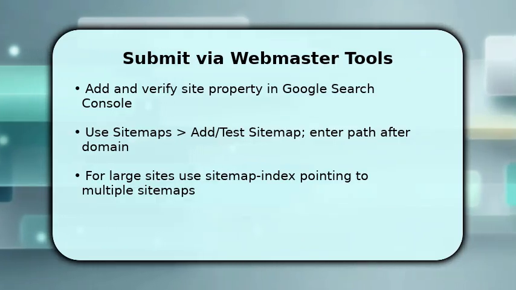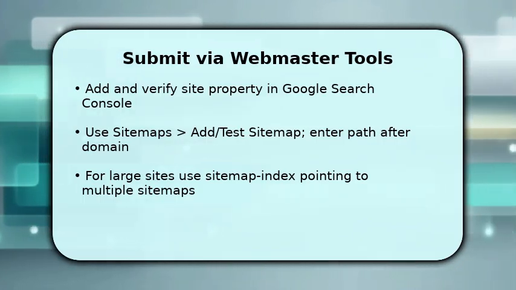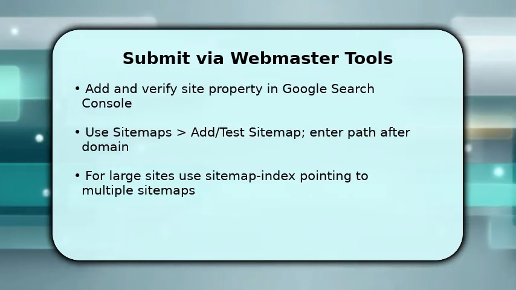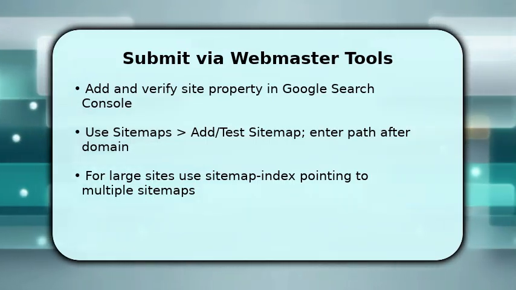If you have many URLs, create a sitemap index that references smaller sitemap files and submit that instead. Also submit to Bing Webmaster Tools. Consistency speeds up discovery across engines.